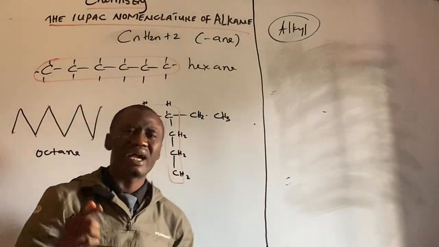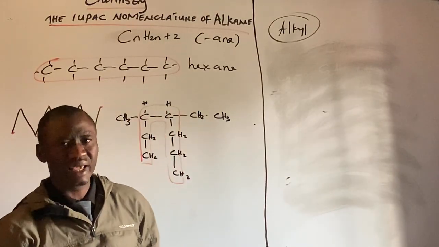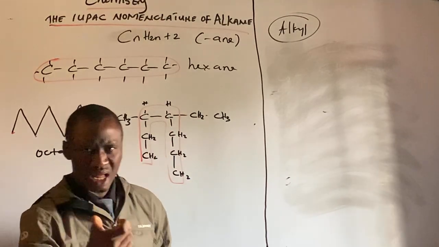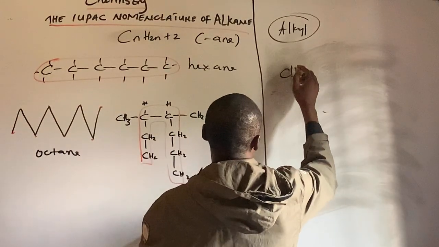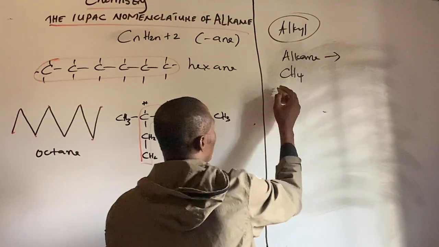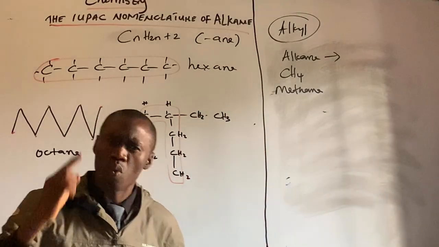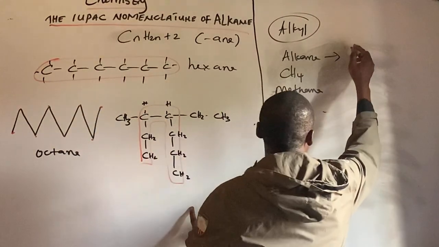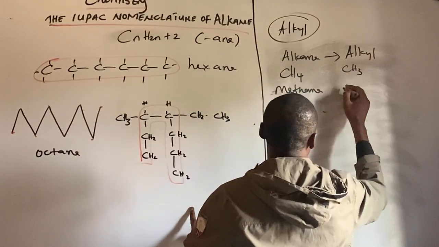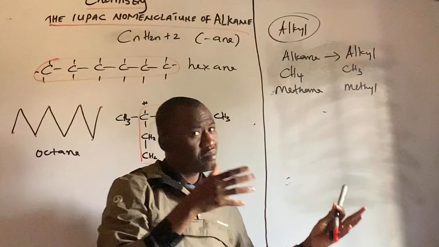Now, how do we get an alkyl? An alkyl is originally an alkane that has lost a hydrogen atom. All right. Now let's say we have CH4. This is an alkane. Of course, it's called methane. If it loses one hydrogen atom, it will form an alkyl. And this is CH3. And this becomes methyl. Now, it will change from methane to methyl.